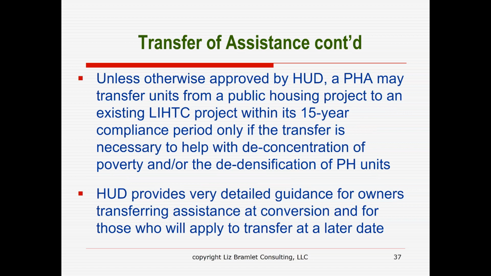Now, unless otherwise approved by HUD, a PHA may transfer units from a public housing project to an existing tax credit project within its 15-year compliance period only if the transfer is necessary to help with deconcentration of poverty and/or the de-densification of public housing units. So if you want to transfer assistance to a tax credit project, but it's still within its 15-year compliance period for tax credit purposes, this is important for you. And HUD provides very detailed guidance for owners who are transferring assistance at conversion and for those who will apply for transfer at a later date.